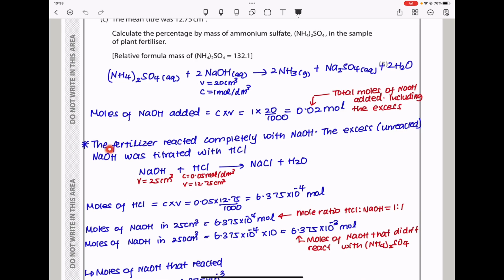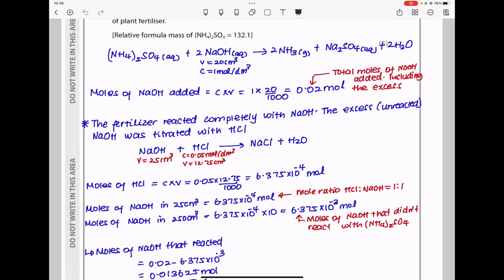Now we need to know that the fertilizer reacted completely with sodium hydroxide because they told us sodium hydroxide was in excess. If this is in excess, it means this completely got finished. So the moles of these that were left are those that reacted with HCl. And we know in the titration, sodium hydroxide reacted with HCl to form sodium chloride and water, and this is the equation for that reaction.